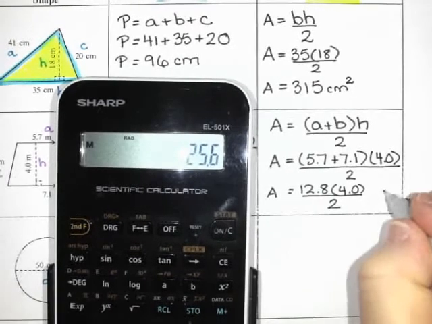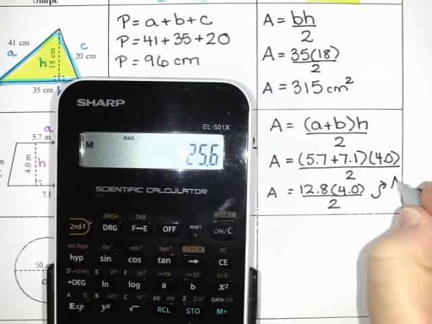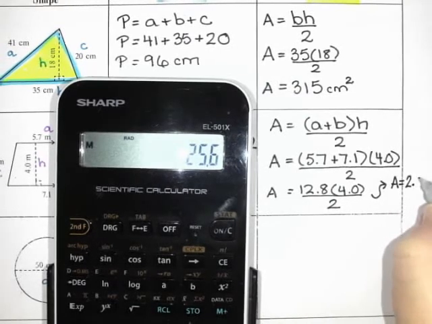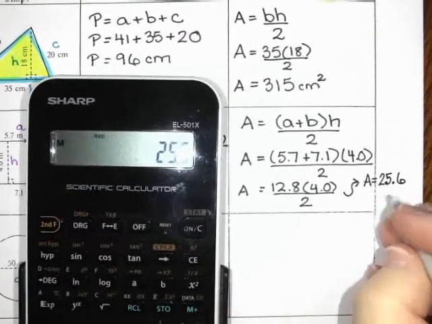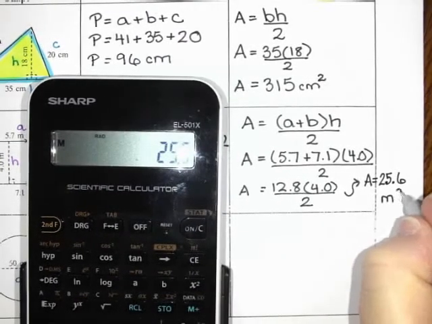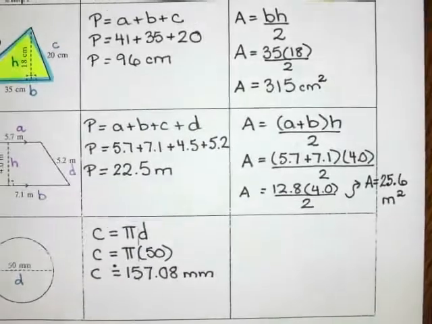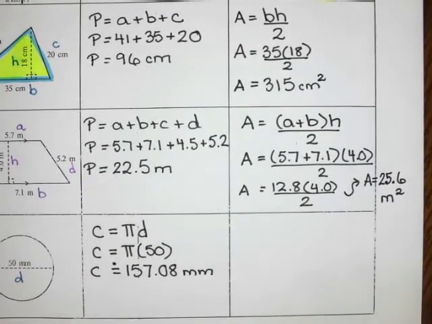And I get that the area is 25.6, and that is meters squared because it's area. So our area is 25.6 meters squared.